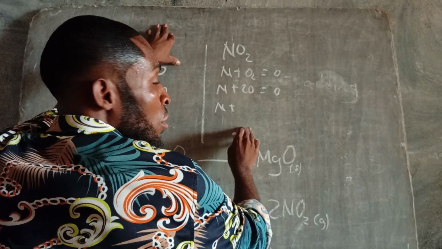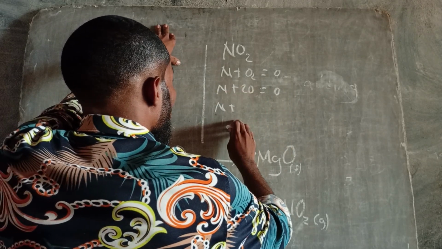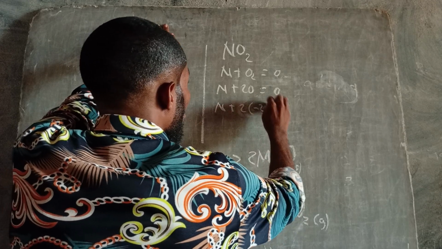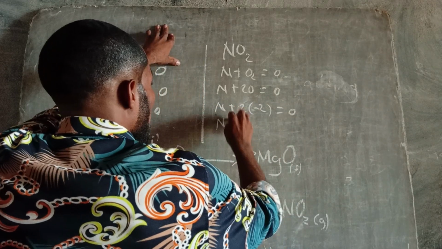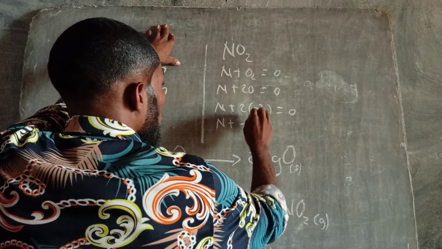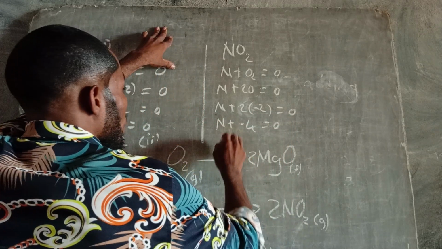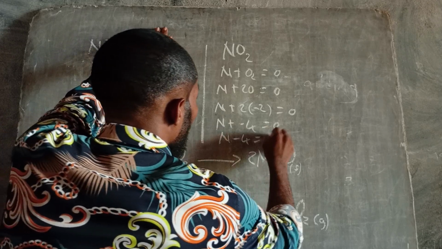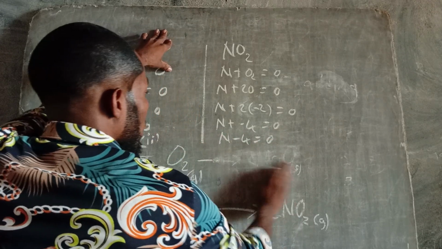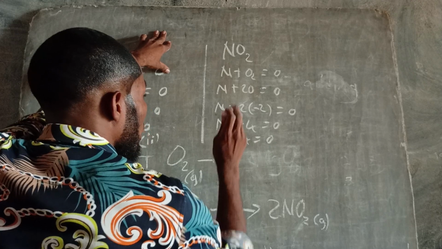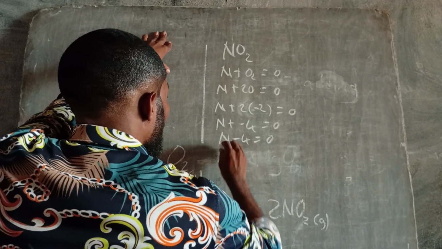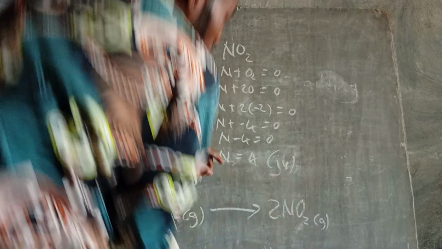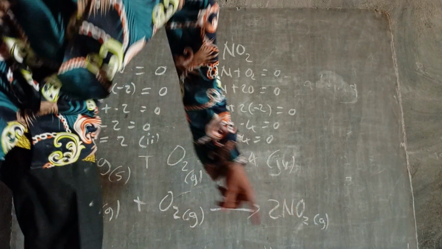N plus the oxidation state of oxygen is what? -2. That's 2 bracket -2 equals 0. You have N plus, open the bracket, 2 times -2 gives us -4 equals 0. Plus times minus is what? Minus. You have N minus 4 equals 0. Then, for then items, you have N equals what? 4. And 4 is called IV. This is why this is called nitrogen 4 oxide.